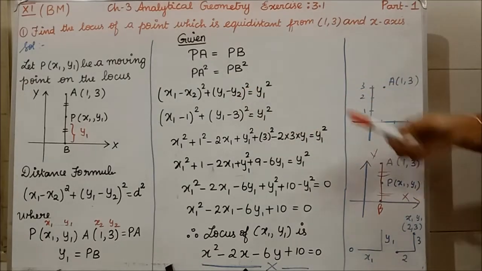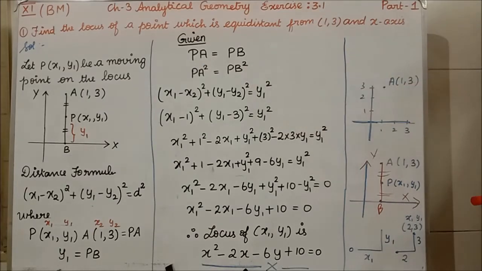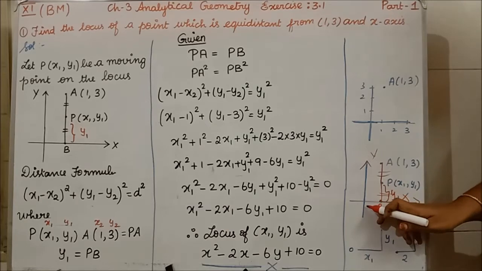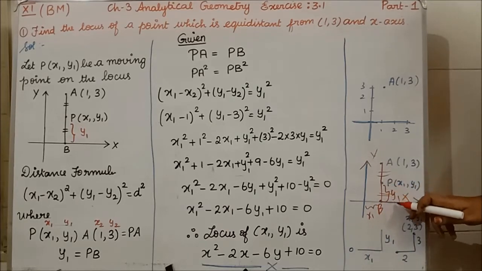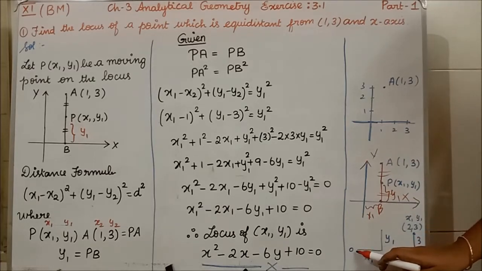Clear? Now on the right-hand side, I have written PB square. For P alone you have the point. For B, do you have a point? We do not have the point. So how will you write this? See, PB means what? This is y1, isn't it? So this side is x1, and here this side is y1. See here for your understanding. Here, from the origin, if you move this side, what is this?